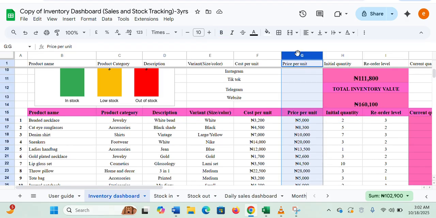The next column we want to see is price per unit. How much are you selling this product for? For example, this beaded necklace, it's a dummy sheet.